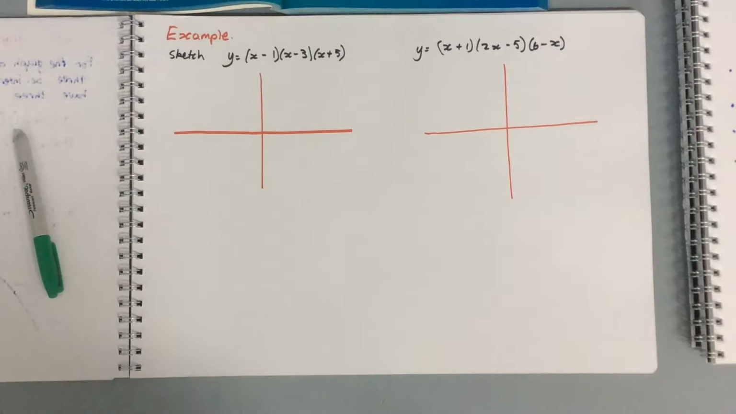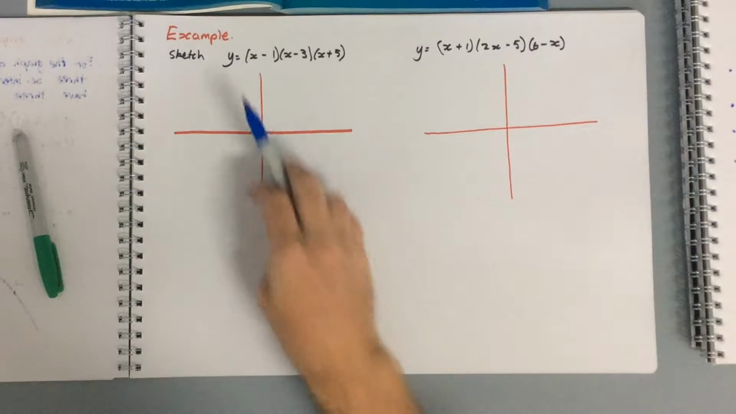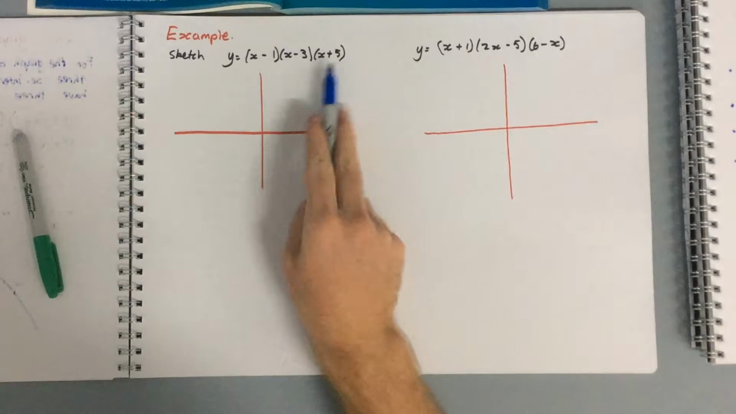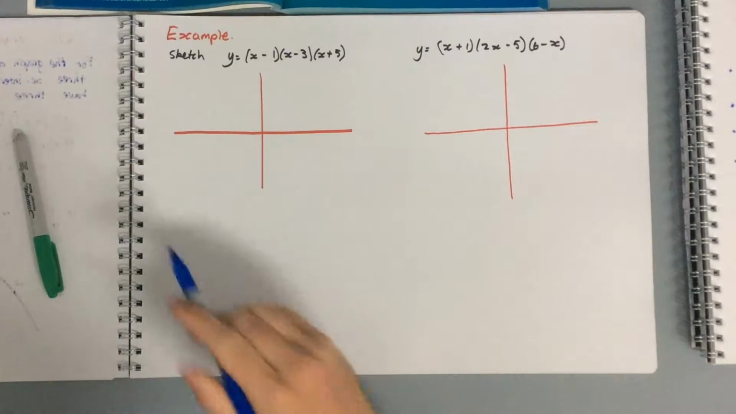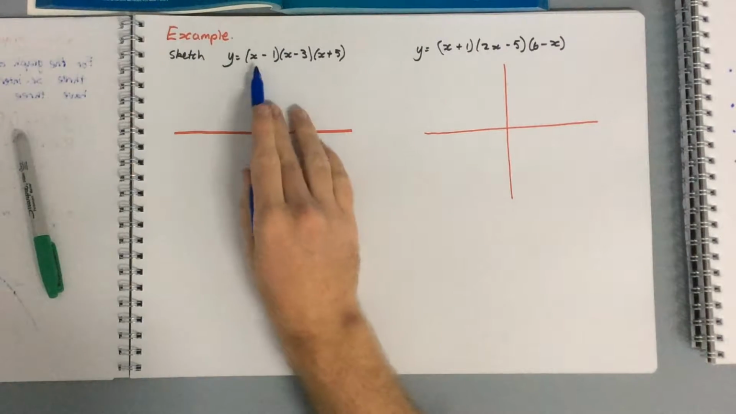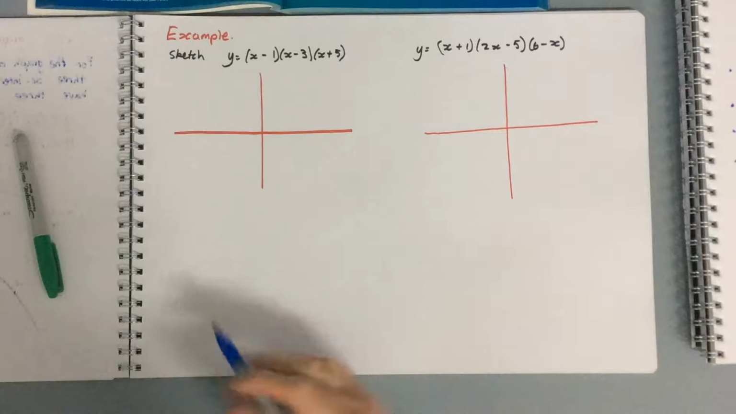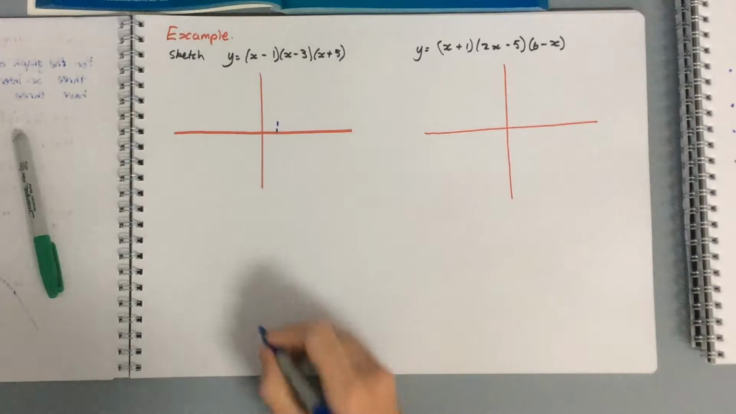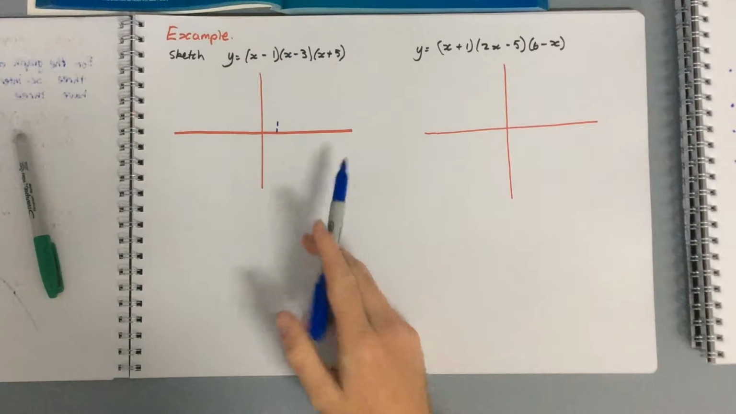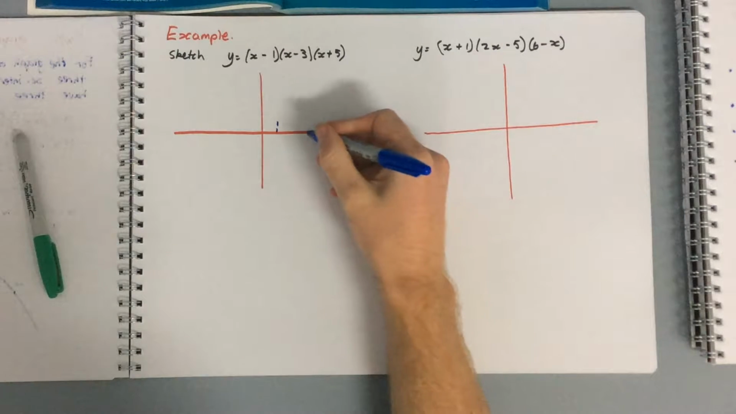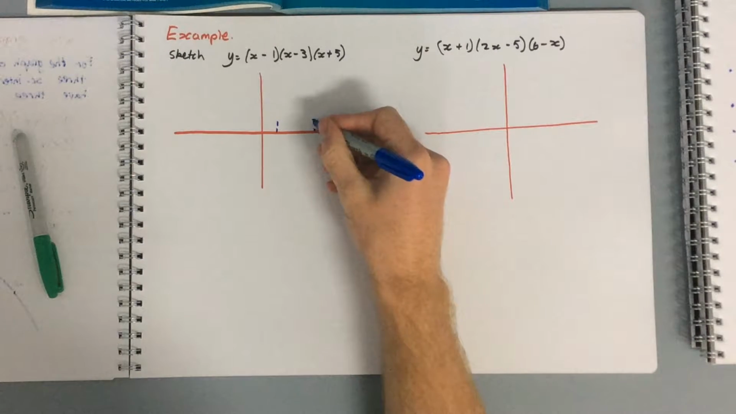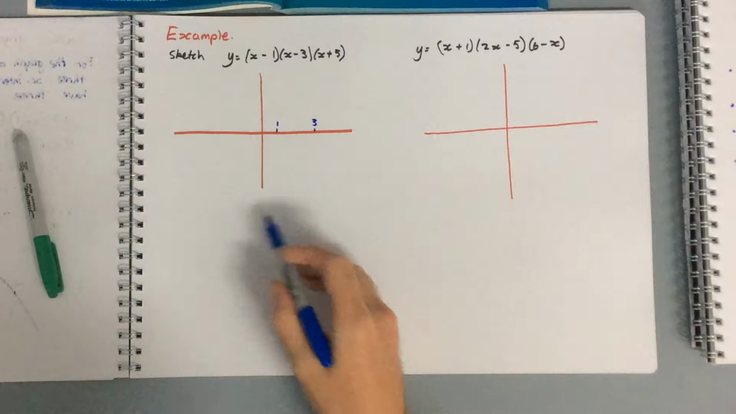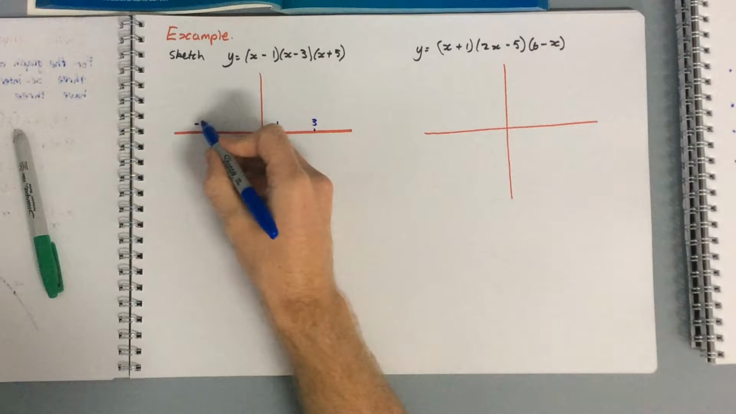Okay, last video, so just doing a couple of examples. We're trying to sketch (x − 1)(x − 3)(x + 5). Okay, like before, x − 1, well it's going to be the opposite, so it's going to be positive 1 as our first x-intercept. x − 3, again, it's going to be a 3 here, and 5 is going to be negative.